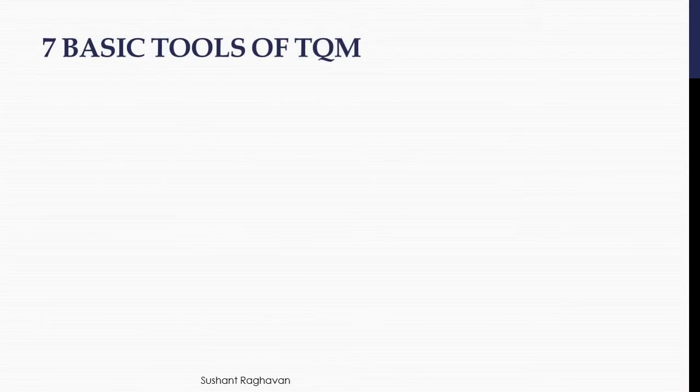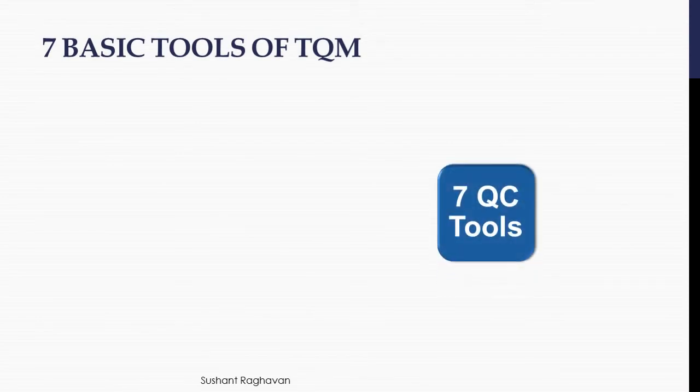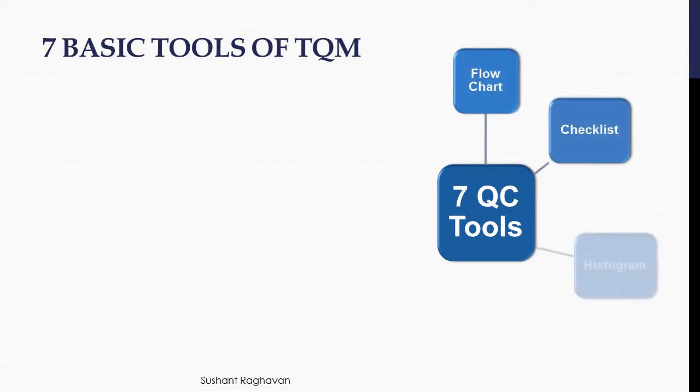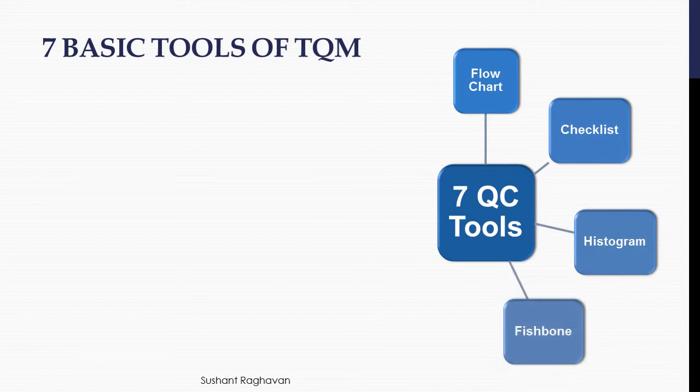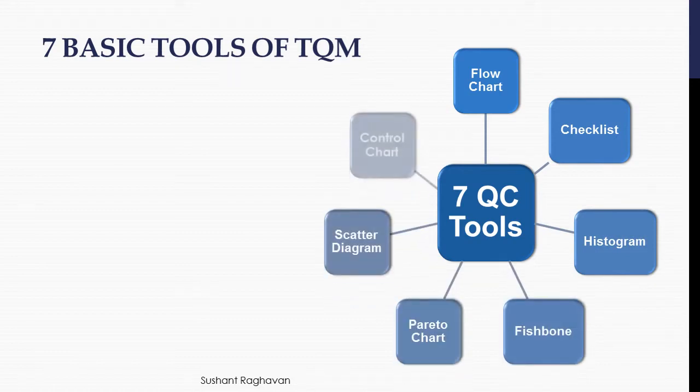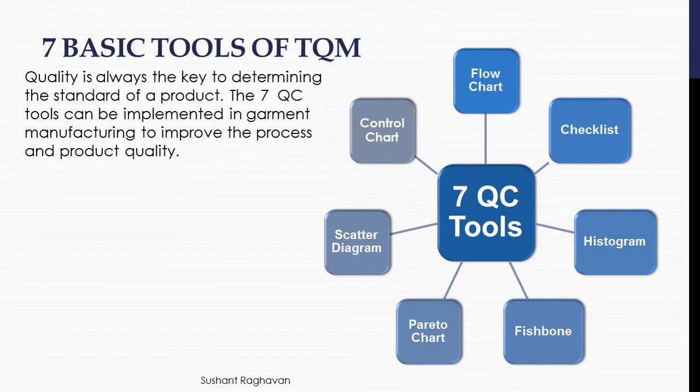7 basic tools of TQM. Quality control. 7 basic tools of TQM. What are the 7 QC tools used in garment industry? Flowchart, checklist, histogram, fishbone, Pareto chart, scatter diagram, and control chart.